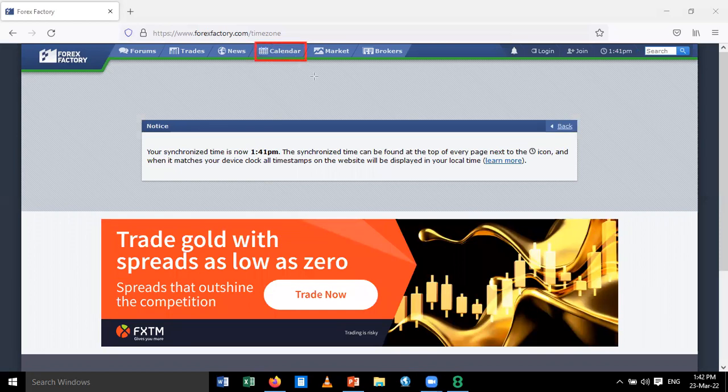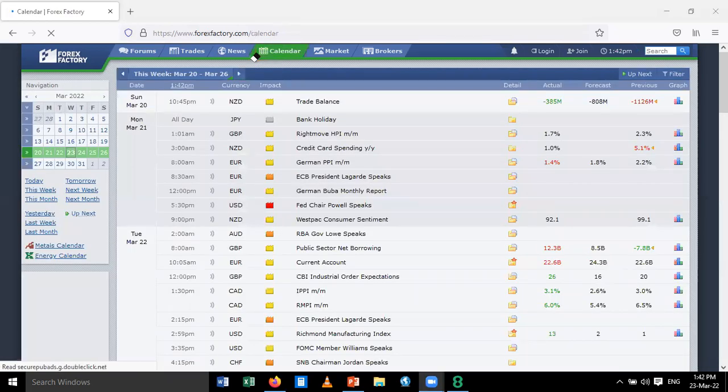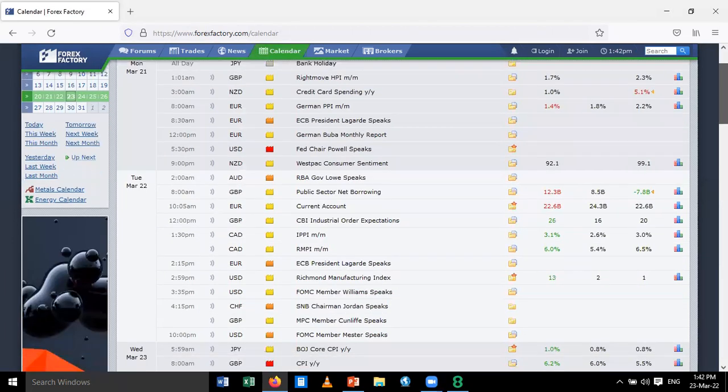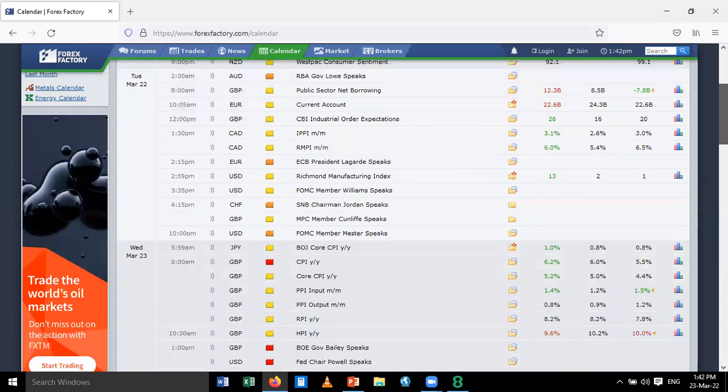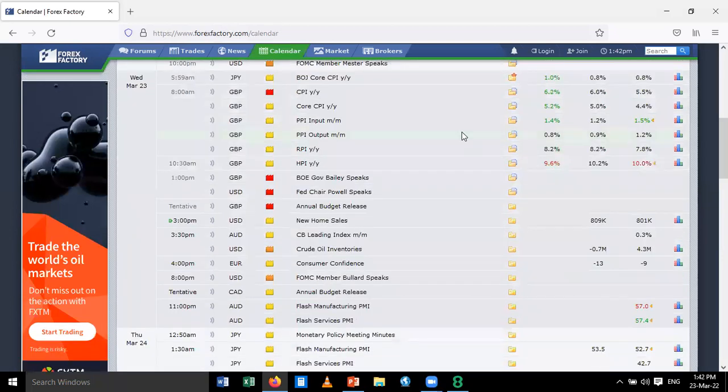You click on Calendar. Now, when you click on Calendar, it gives you a drop down of all the economic news activity for that particular week. Today is Wednesday, 23rd March. I'm scrolling down to Wednesday, 23rd March.